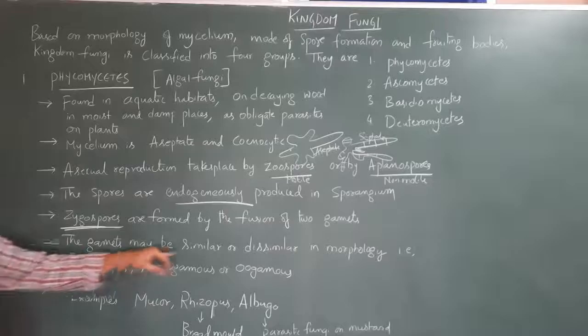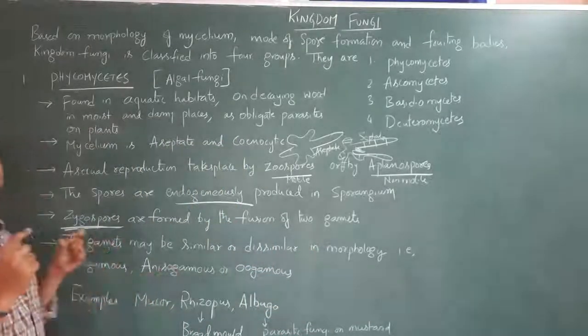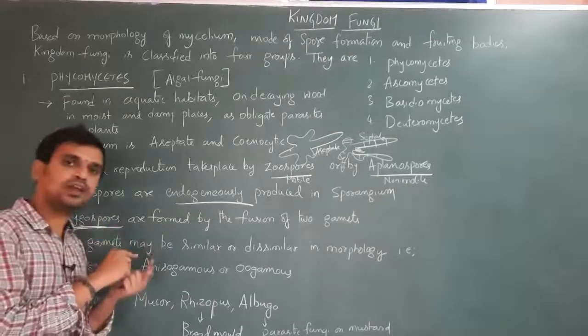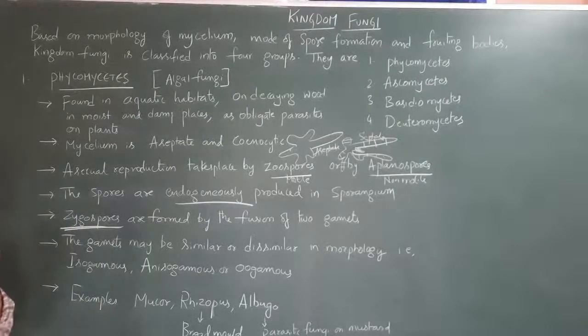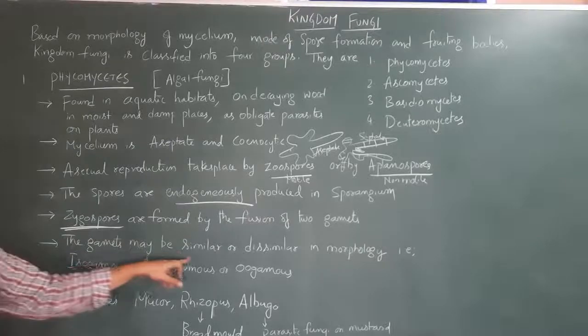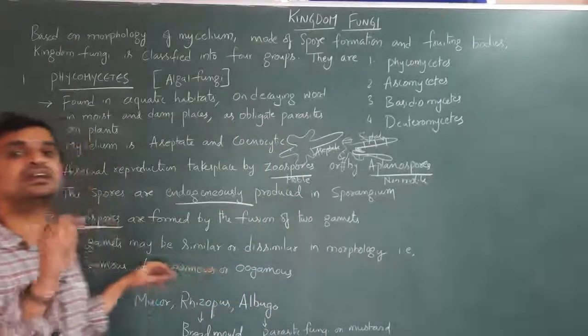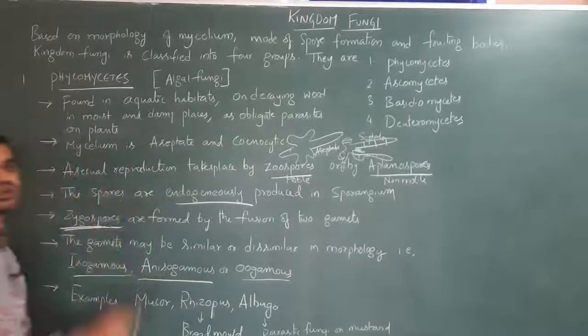Next, the gametes may be similar or dissimilar in morphology. If you look at the external structure of the gametes, they may be similar or dissimilar. Both male and female gametes may be similar, or both may be dissimilar. One may be large, one may be small, or both may be very small, or both may be large. So the gametes may be similar or dissimilar in morphology. So the reproduction in fungi takes place by isogamous, anisogamous and oogamous.